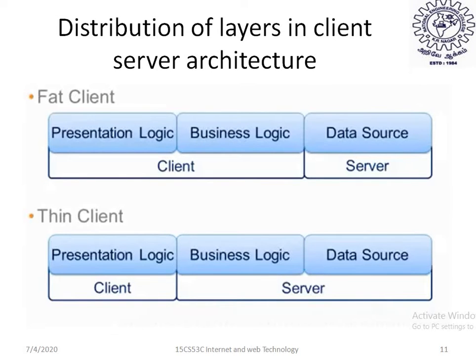The next we are going to discuss about the distribution of layers in client server architecture. There are two types of distributions. One is fat client and another one is thin client. Why it is called fat client means the presentation logic, which is nothing but a user interface, and business logic both should reside on client, whereas data alone reside on server. That is, database alone reside on server. This we call as fat client. Whereas in thin client, user interface alone is present in client, business logic as well as data source present in the server.